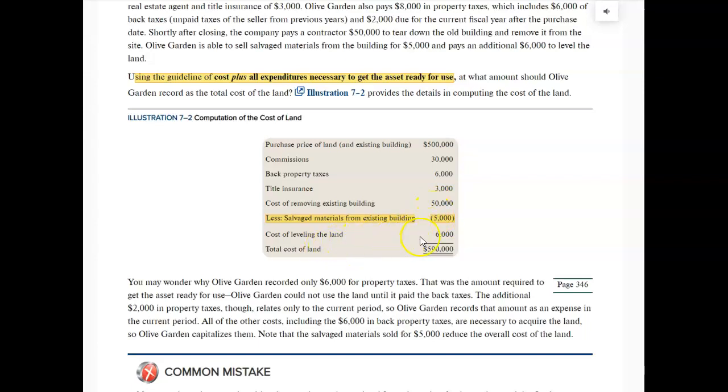Then we had to level the land, so $6,000. So we will include all this into the land account. If you were paying cash for all this, or receiving cash, you'd be debiting the land account for $590,000. You probably would debit the cash account for the cash that you got from the old building, and then all the other costs will be credited. Probably you're paying cash to have that stuff done or to buy the land. So you capitalize more than just the cost of the land itself, the $500,000. You have all these other expenses and a little bit of cost savings involved in buying the land and getting the land ready for your intended use.